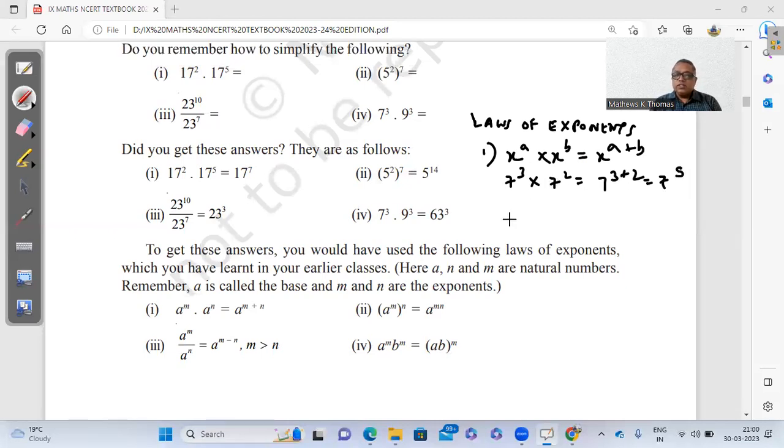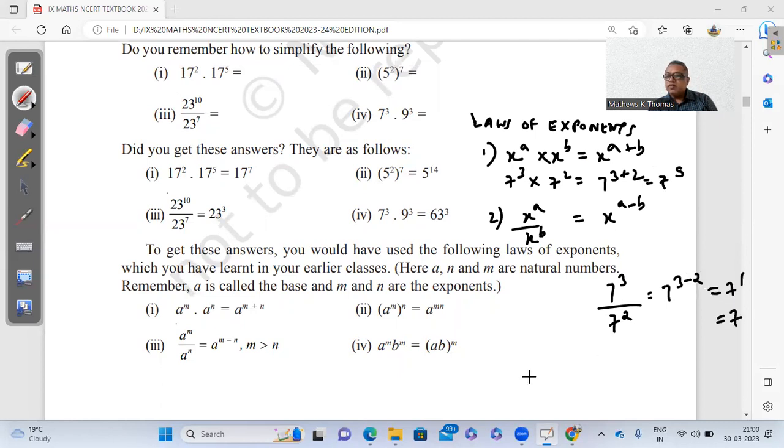The second rule says that if you are dividing two numbers with the same base, but the powers are different, then we are going to subtract the powers. So x to the power a upon x to the power b will be x to the power a minus b. We'll just subtract the powers. The base will remain same, powers will be subtracted. So 7 to the power 3 upon 7 to the power 2 will become 7 to the power 3 minus 2, that is 7 to the power 1, that is 7.